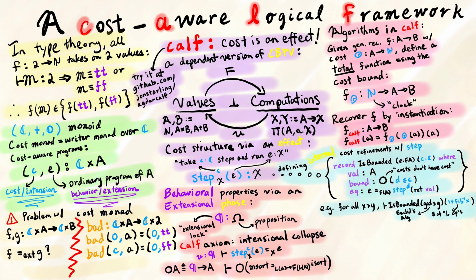Using this idea, we study a collection of common algorithms in CAF, including Euclid's algorithm, amortized queues, and various sorting algorithms, proving their correctness and verifying their best-known bounds.